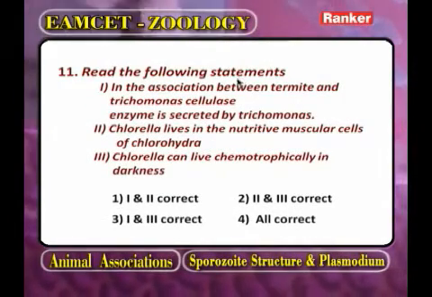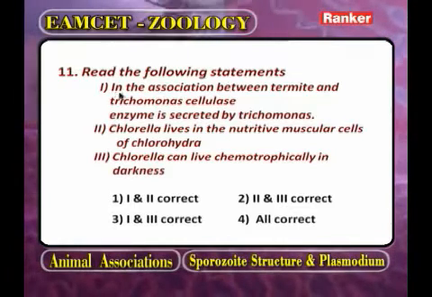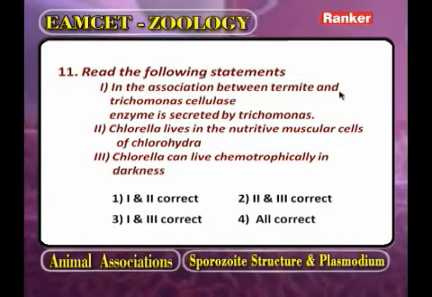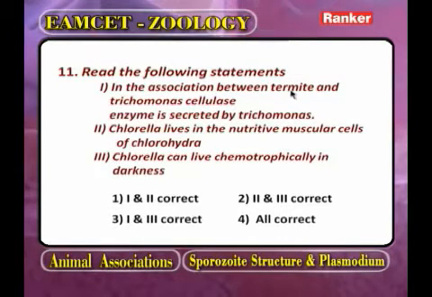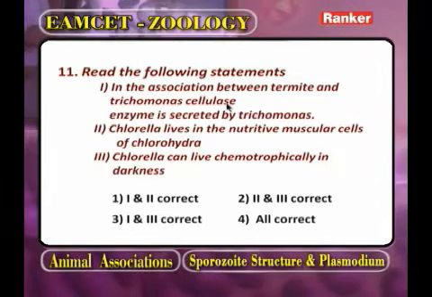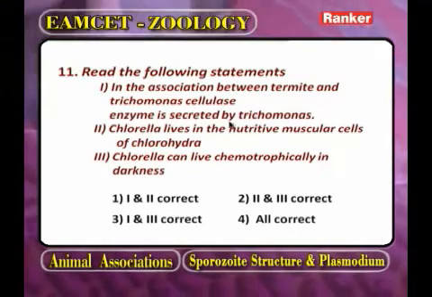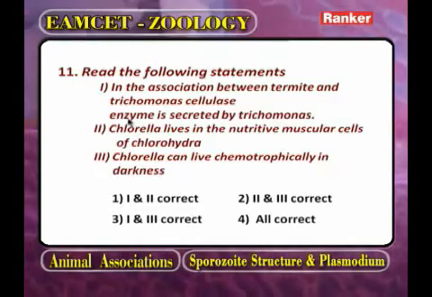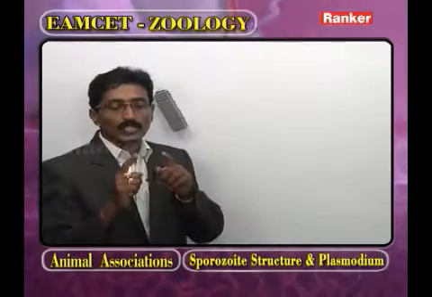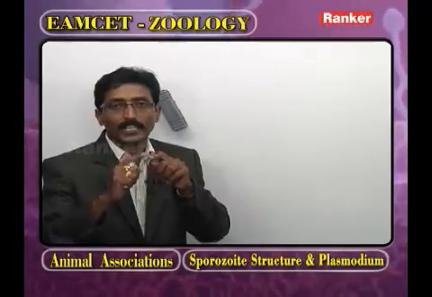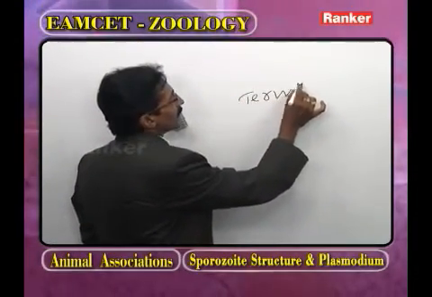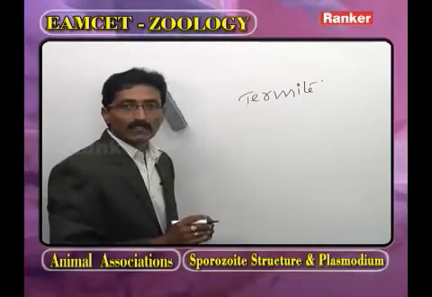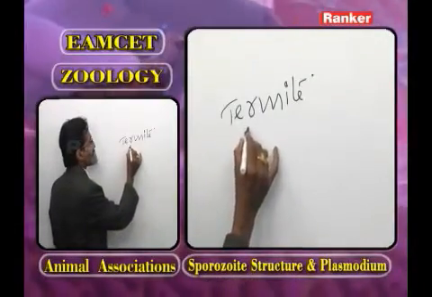Read the following statements. The first statement: in the association between termite and Trichomonas, cellulase is an enzyme secreted by Trichomonas. Now, as we observe mutualism, what is meant by mutualism? The two organisms are metabolically dependent. In the mutualism, one organism is the termite. What is the other name of termite? White ant.